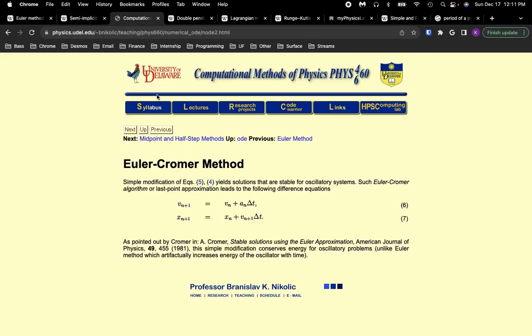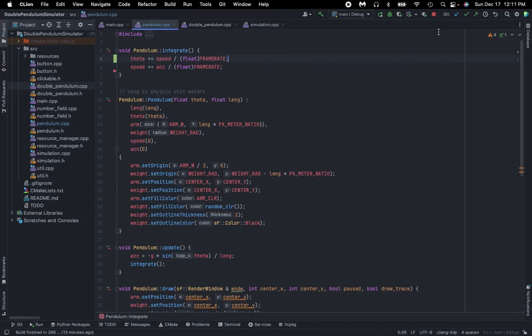And as this little article from the University of Delaware says, as Cromer pointed out, that modification of using the new speed, vn plus 1, conserves energy for oscillatory problems. A pendulum is oscillatory, right? It oscillates, it's periodic. It goes back and forth like a sine wave.